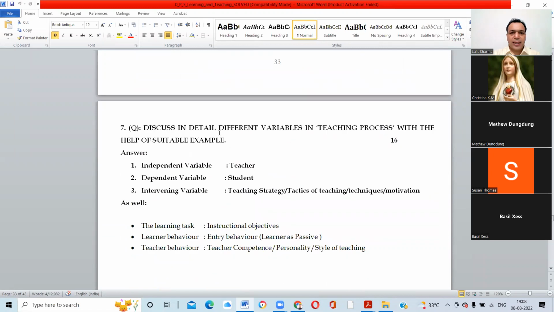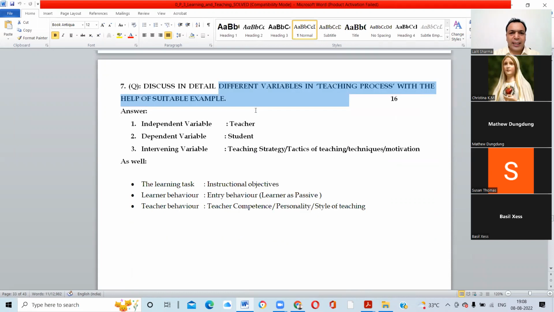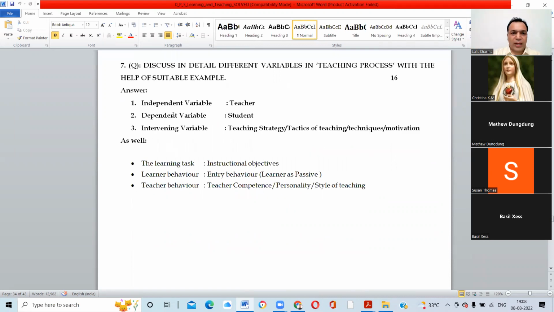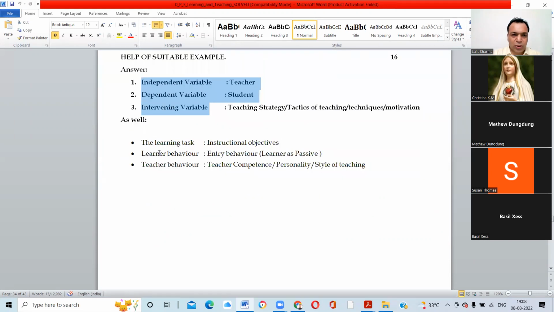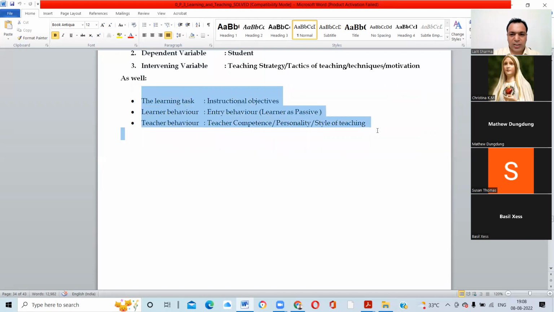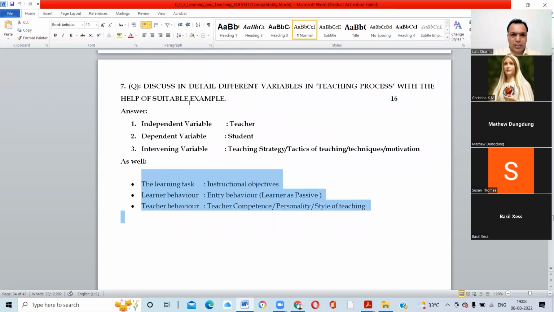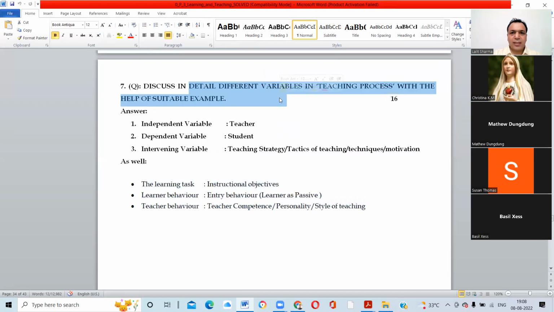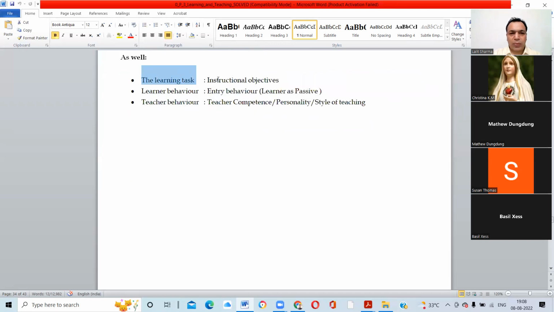7th question is different variables in the teaching process with the help of a suitable example. Okay, you can do from the book also. This is a very good note given in the book. So early you can define the independent, dependent, or intervening variable. But you have to focus on these 3. Okay, please note it. If this question comes, define the variables in teaching process. So you have to define learning, learner's behavior, or teacher's behavior.